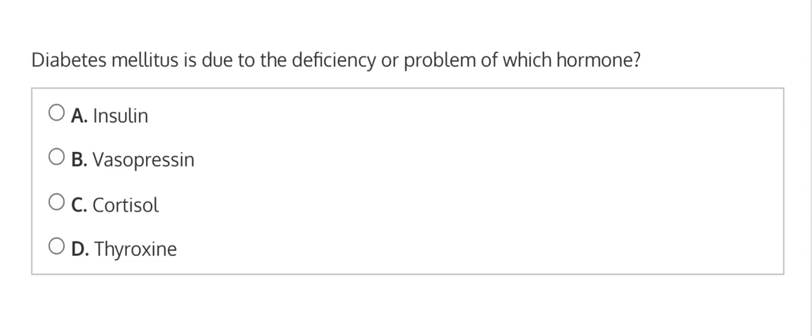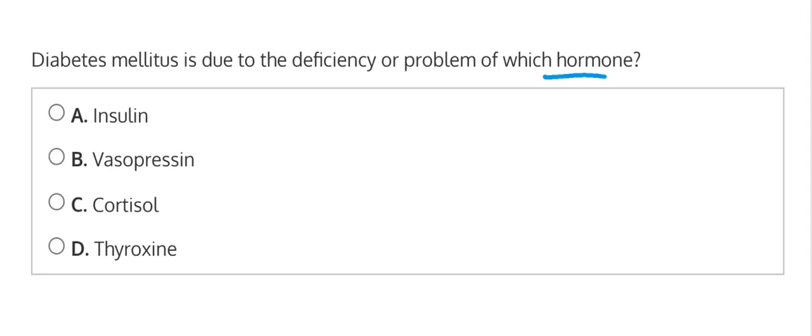Diabetes mellitus is due to the deficiency or problem of which hormone? So let's just review what all of these hormones are for, and then we could discuss the role of the pathophysiology of diabetes so we can understand what should be the correct answer here.